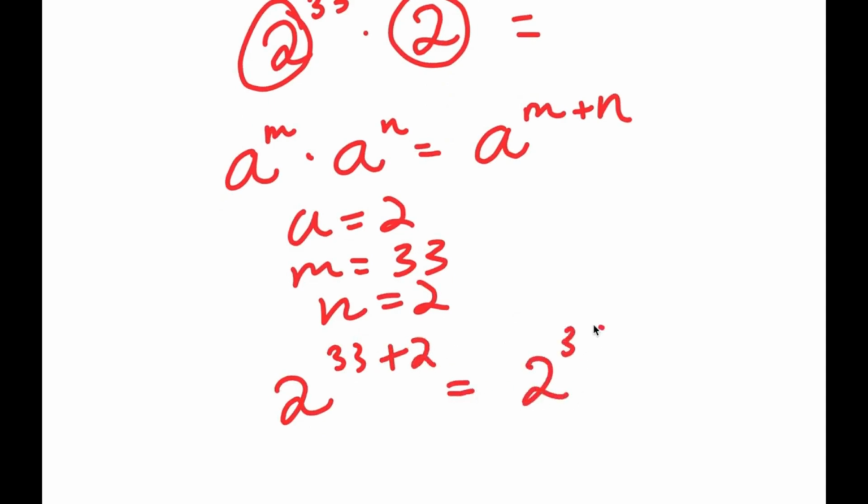which is equal to 2 to the power of 35. So this is my final answer, and I actually can't simplify this anymore because 2 to the power of 35 is a crazy big number. So this is my final answer.